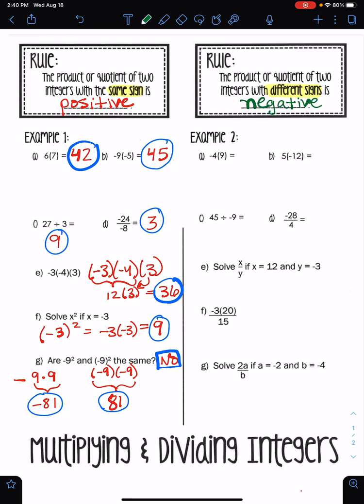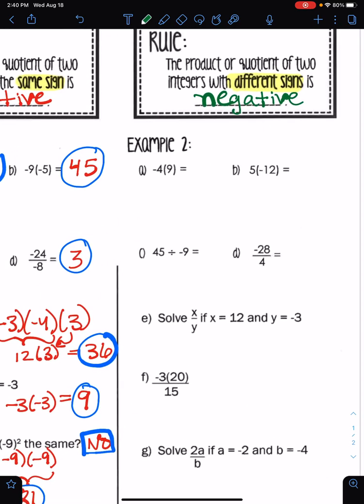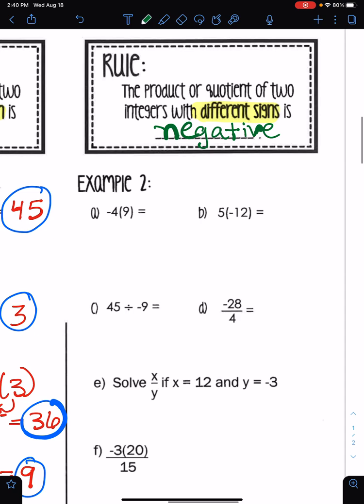The actual multiplication and division is the same. Let me zoom in here. So for A, we have a negative times a positive, which means my answer is negative, and 4 times 9 is 36. The answer is negative 36. For example B, I have one positive and one negative, so my answer is negative, and 5 times 12 is 60, so the answer is negative 60.